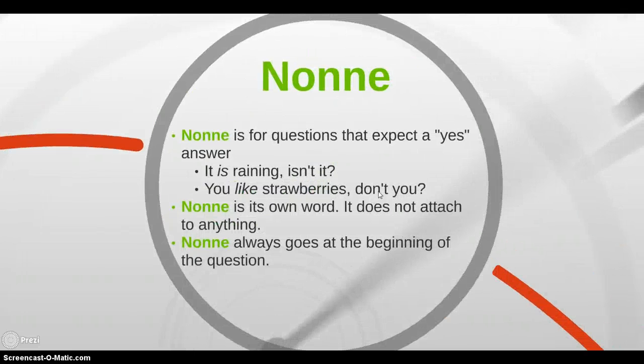Nonne. This is a new type of question. Remember, the ones you just did could be answered with a yes or a no. Is it raining? That could be answered with a yes or a no. Nonne is for questions that only expect a yes answer. So nonne expects a yes. It's kind of confusing because nonne starts with a no, but the no expects a yes, so nonne is yes. An example of this question would be, it is raining, isn't it? You like strawberries, don't you?